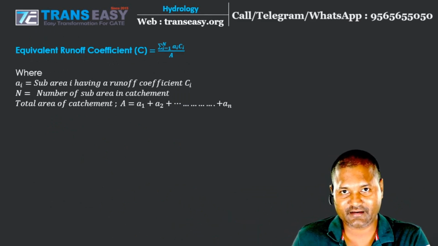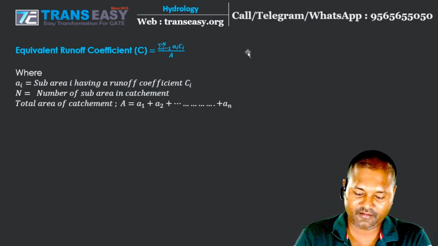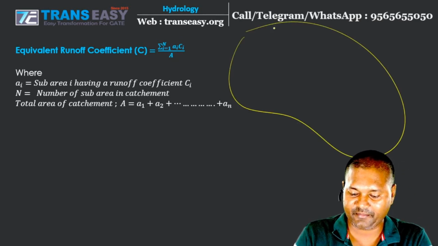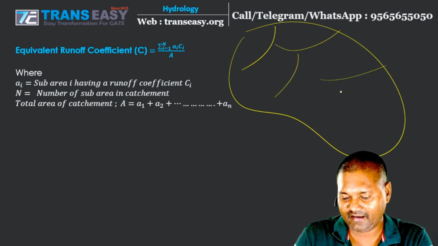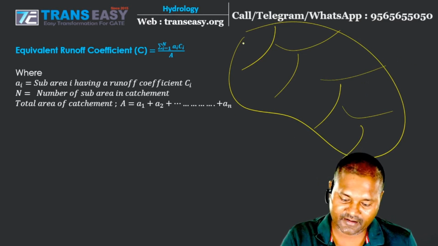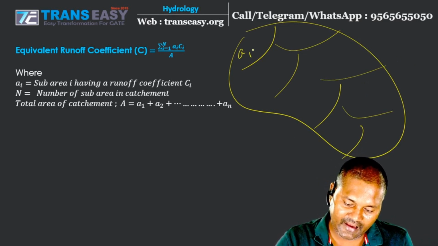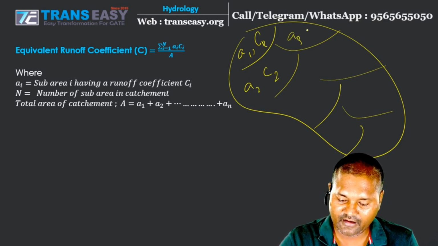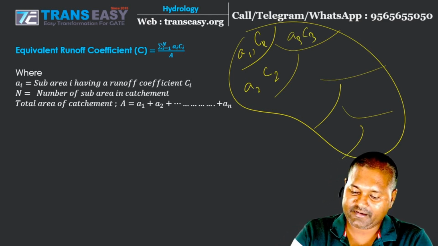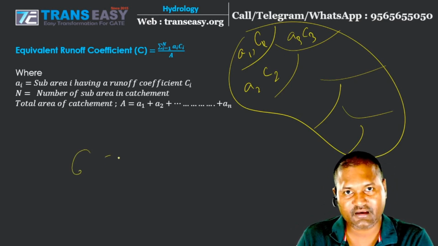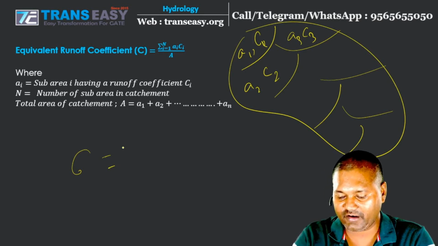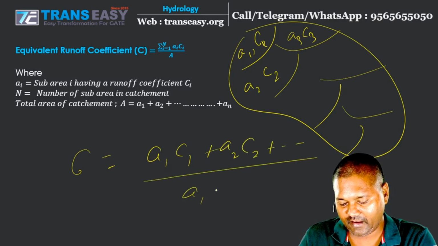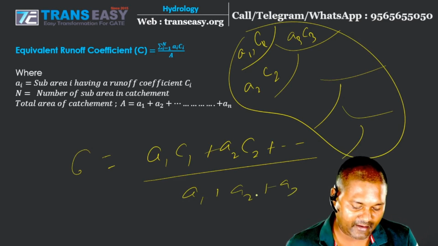Equivalent runoff coefficient. We have a similar concept. Dear friends, this is a catchment and we have sub catchments inside this catchment. So A1 has runoff coefficient C1, A2 runoff coefficient C2, A3 runoff coefficient C3. So for the runoff coefficient for the entire catchment, again we will use the weighted average method: A1 C1 plus A2 C2 plus and so on, divided by A1 plus A2 plus A3, that is the total catchment area.